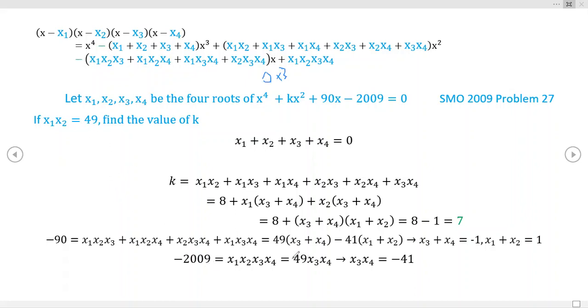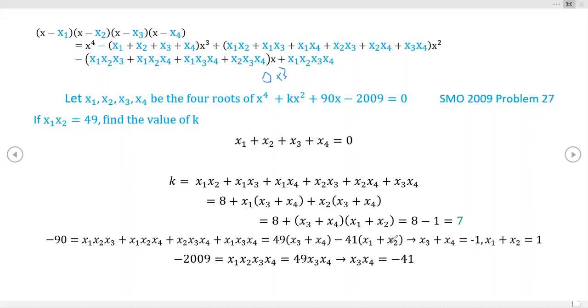You see how 49 just replaces x sub 1, x sub 2 right here? That tells us that x sub 3 times x sub 4 is negative 41. Now that turns out to be extremely useful right up here. Notice that you can factor x sub 1, x sub 2 out of these first 2 terms, and that's the 49 that's given. But then you have x sub 3, x sub 4 left over. And in a similar fashion, the minus 41 that we just got will be right here.